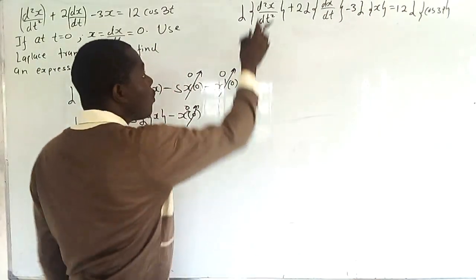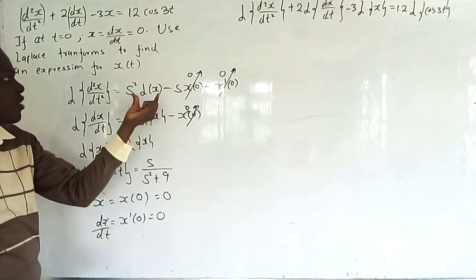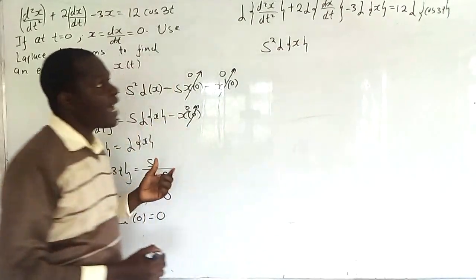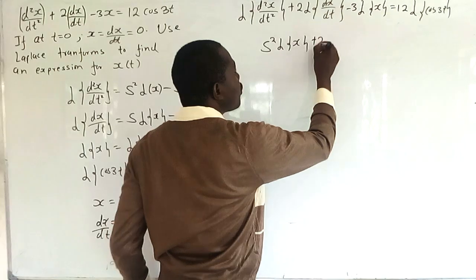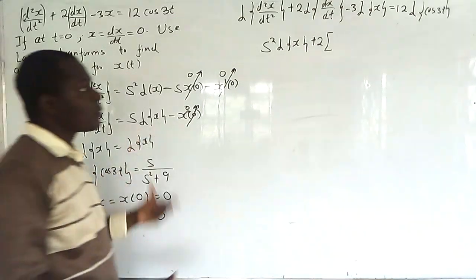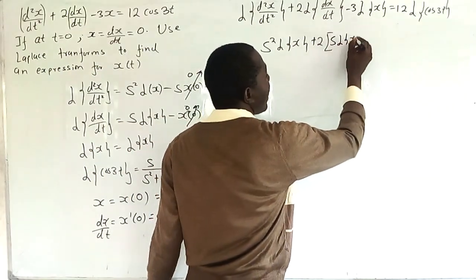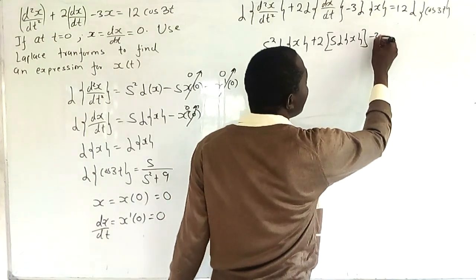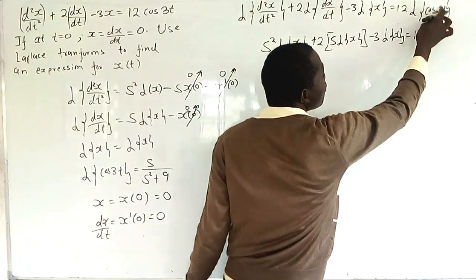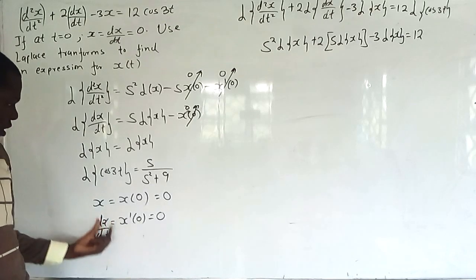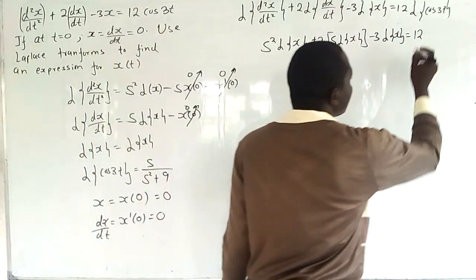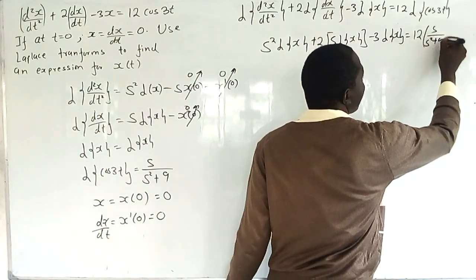Then you substitute. What is the Laplace transform of d squared x over dt squared? You found it is s squared Laplace of x, then plus 2 into, what have you found to be the Laplace transform of dx over dt? It is s Laplace of x, then minus 3 Laplace of x. Then 12, what have you found to be the Laplace transform of cos 3t? s over s squared plus 9, isn't it? So that is s over s squared plus 9.